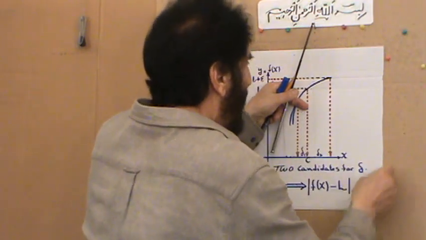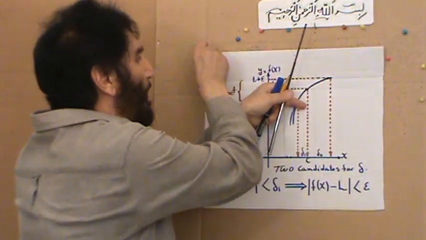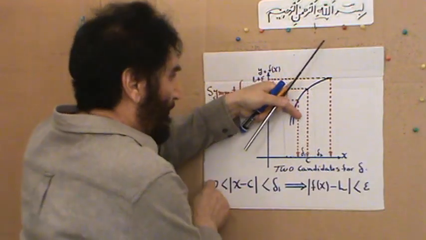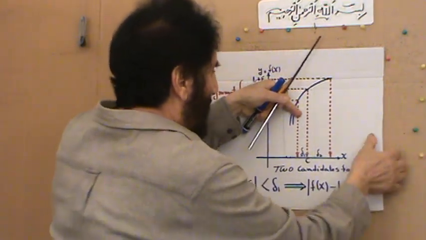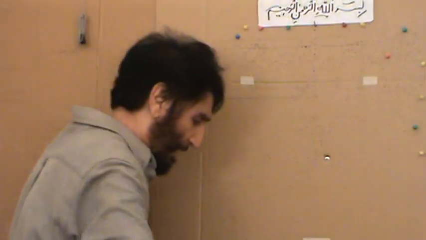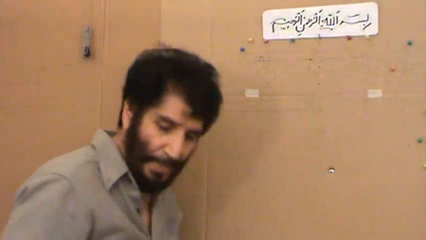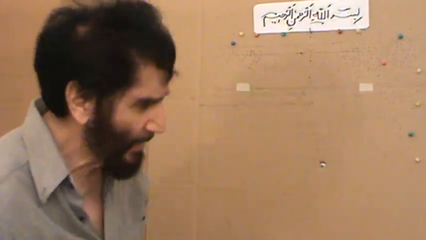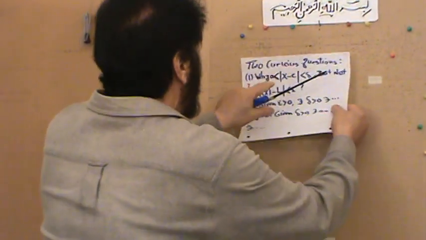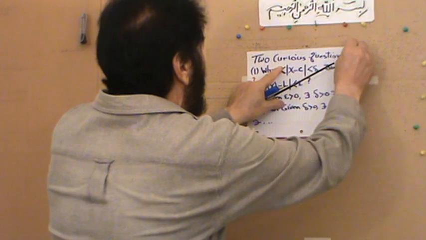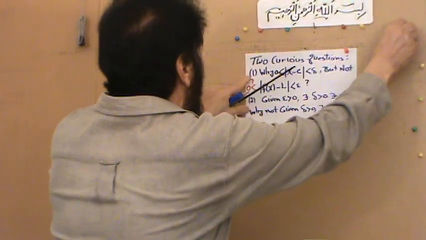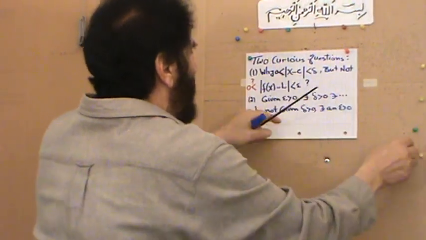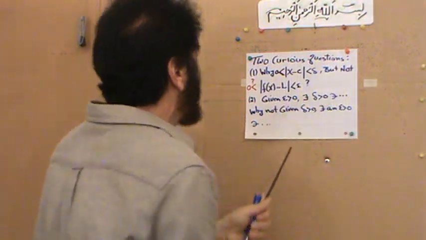So hopefully right now you have a pretty good idea about the delta epsilon definition of limit, what it means, and geometrically. And now let's go to our question that we asked in the beginning. I have written that one here, just if you'd like to take a note or something. So, two curious questions that I asked.